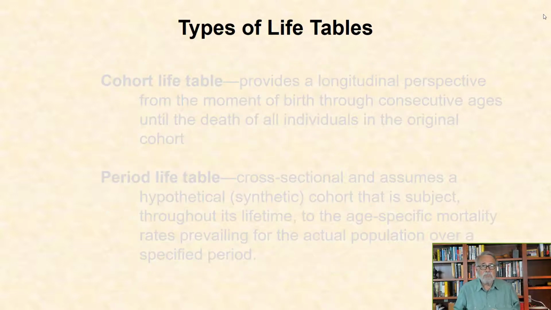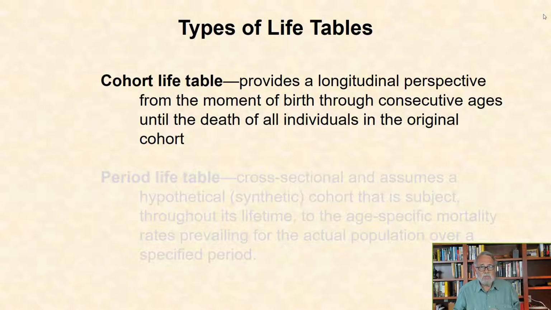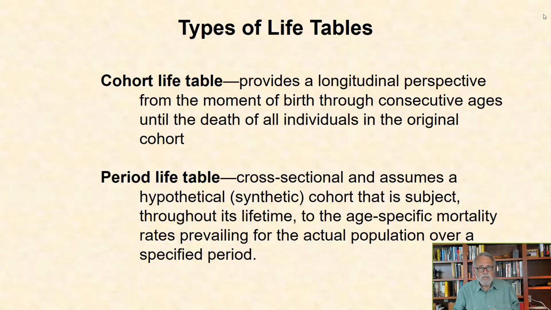There are two types of life tables. One is the cohort life table, which provides a longitudinal perspective from the moment of birth through consecutive ages until the death of all individuals in the original cohort. There's period life tables, which are cross-sectional. They assume a hypothetical, that is a synthetic cohort, that is subject throughout its lifetime to the age-specific mortality rates prevailing for the actual population over a specified period.